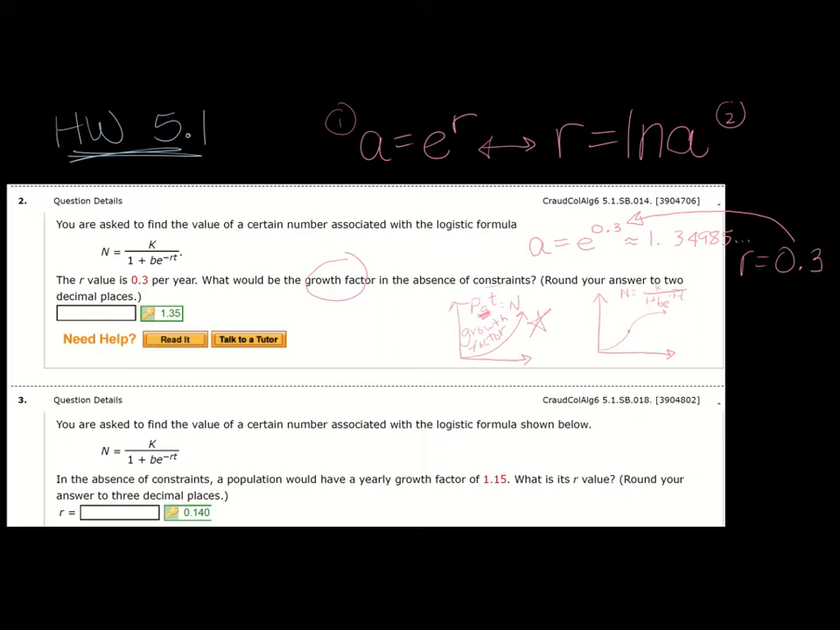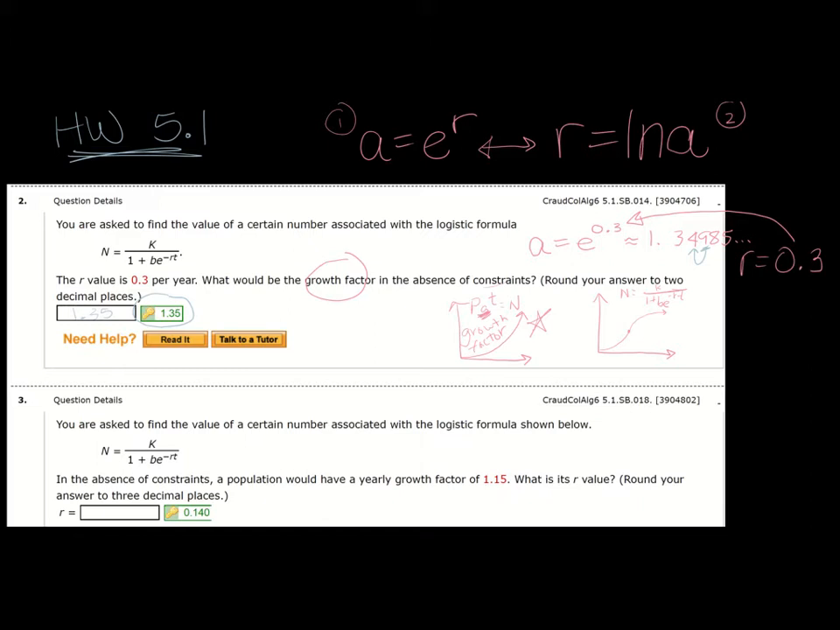What I need to do is listen to the instructions. Round your answer to 2 decimal places. We look at the third decimal place. Is it greater than 5? All right, it's time to round the second decimal place up. You can see I left the key on. 1.35 is how this was rounded, from 1.349 to 1.35. That is the growth factor in the absence of constraints.